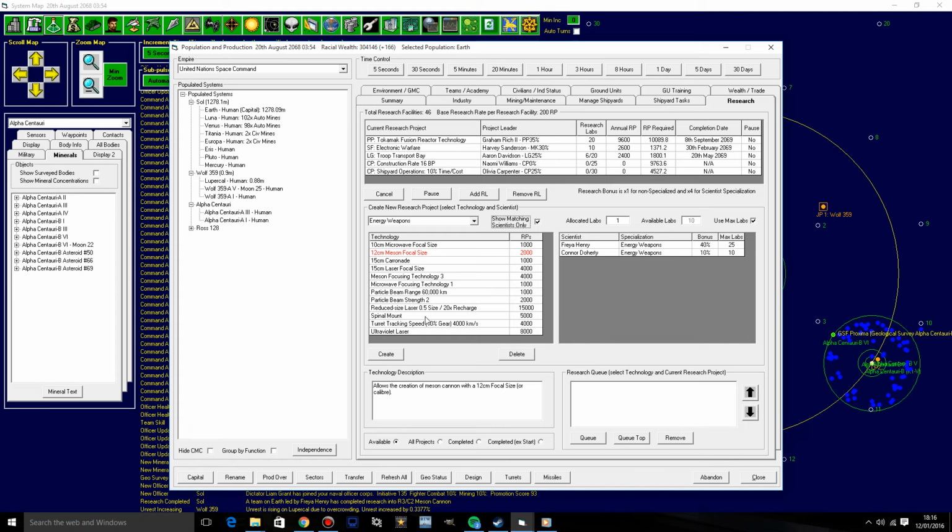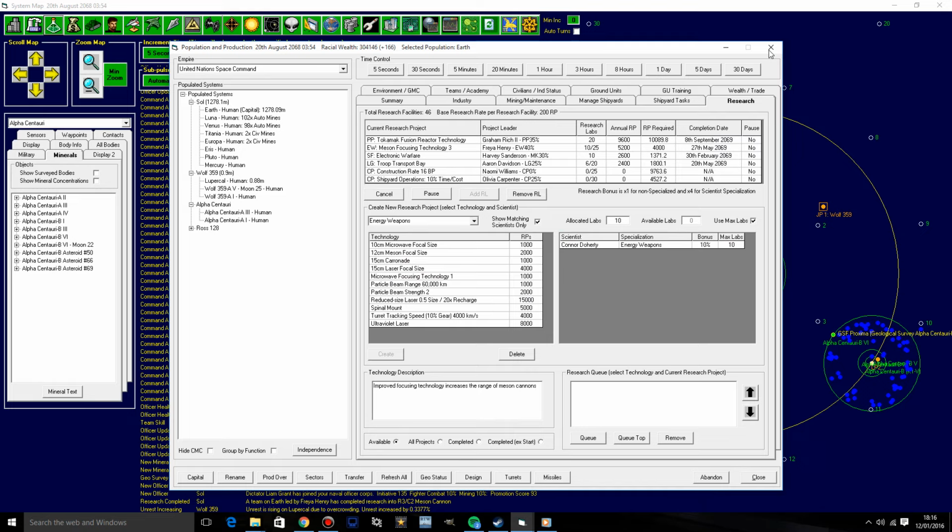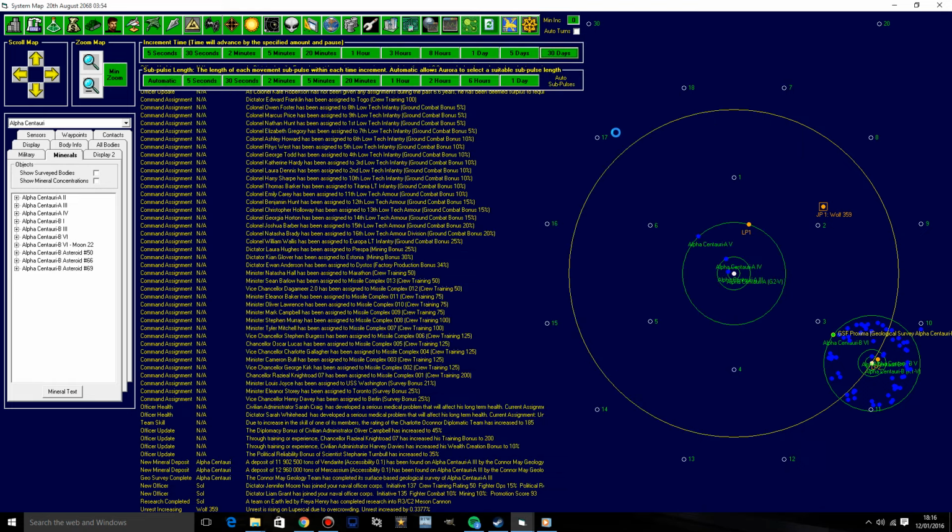Right. Tracking speed. That's something we need to take a look at in the future. Right, we do have the lasers, of course. Maison focusing. Now that increases the range. That increases the actual size of the thing, so probably how much damage it actually would do. Okay. We'll go for the focusing technology. If we can increase the range, then we're onto a good little thing there. Right, we'll keep that going.